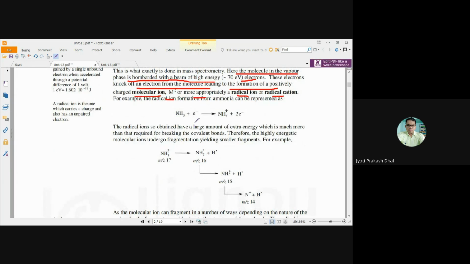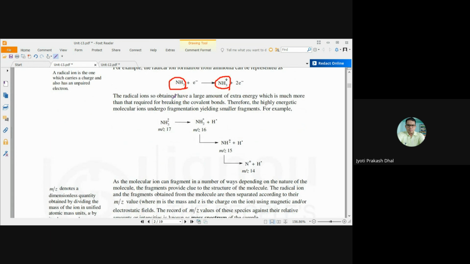For example, the radical ion formation from ammonia can be represented as, so here this is the ammonia molecule, and if the ammonia molecule is bombarded with a beam of high energy electrons, then an electron from the ammonia molecule will be removed. So that will become a radical cation or radical ion or molecular ion.